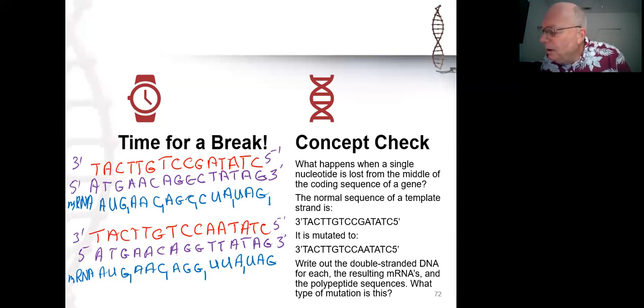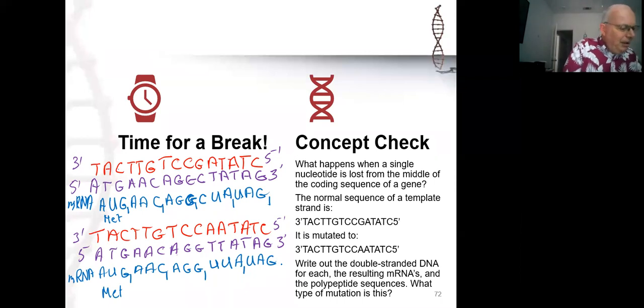Yeah, this should be an AGG. I'm not sure why I put a C there, but that should be an AGG, as is this one. So all of them are going to be the same. So this is going to be methionine, I know that. That's the AUG. Then the one codon that's going to be different is the CUA versus the UUA. The UAG, that's a stop codon, if I remember rightly.